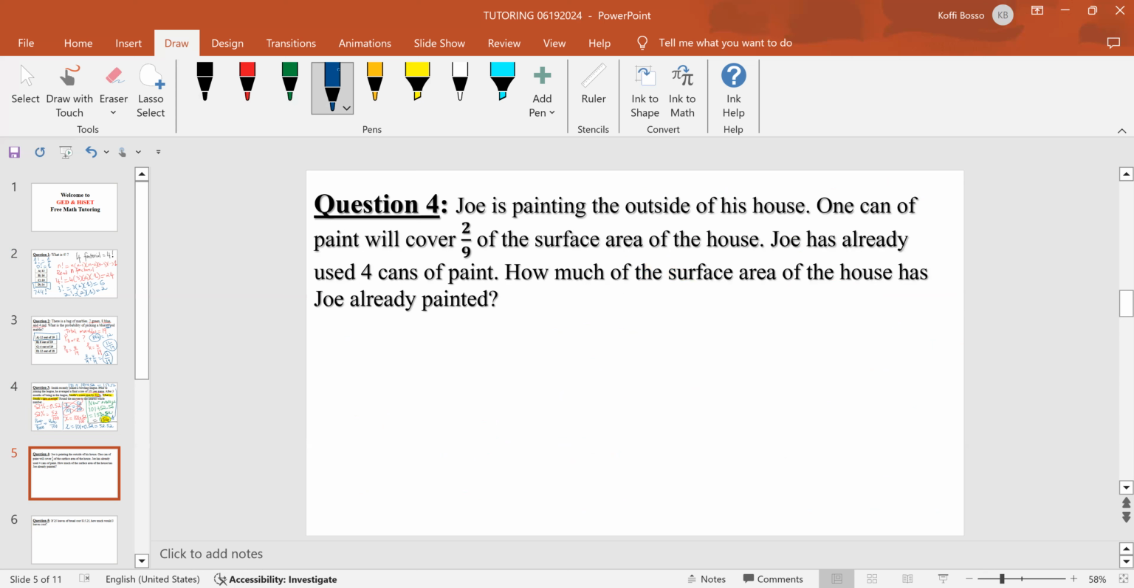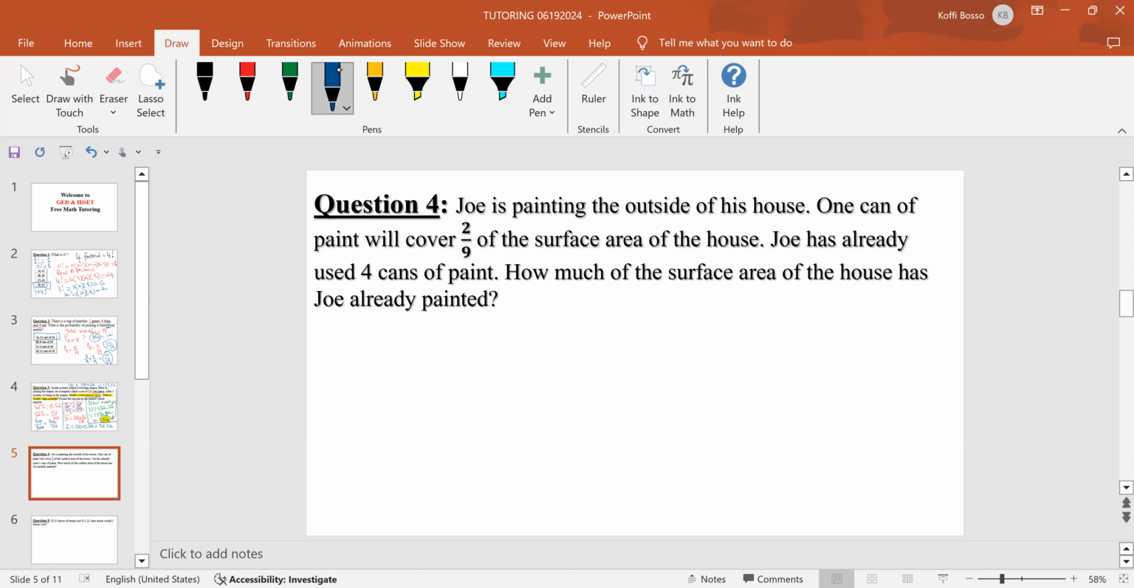So the next question. Joe is painting the outside of his house. One can of paint will cover 2/9 of the surface area of the house.